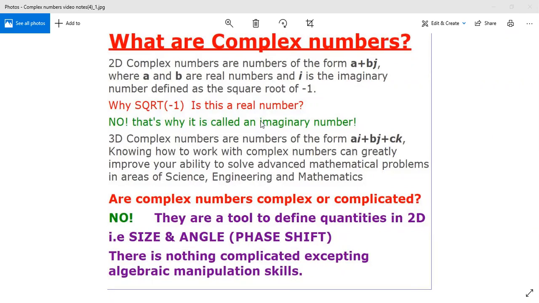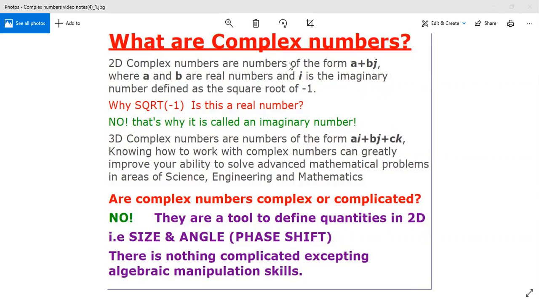The purpose of this video is to explain the use of complex numbers in solving engineering problems. What do we mean by a complex number? A complex number defines a quantity in size and angle, or size and phase shift. It is a multi-dimensional number. It can be in 2 dimensions, it can be in 3 dimensions. It's not just size.